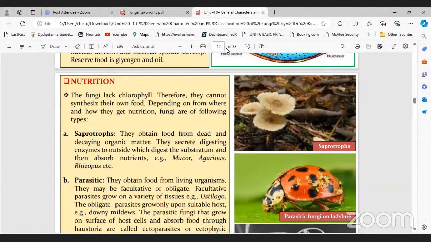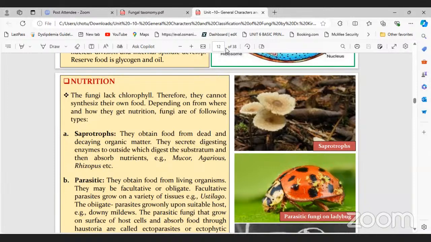Saprophytic fungi obtain food from dead and decaying organic matter. They obtain food from dead bodies and decaying organic matter. They secrete digestive enzymes outside, which digest the substratum, and then they absorb nutrients. The best examples of saprophytic fungi are Mucor, Agaricus, Rhizopus. These are Zygomycotina family members.